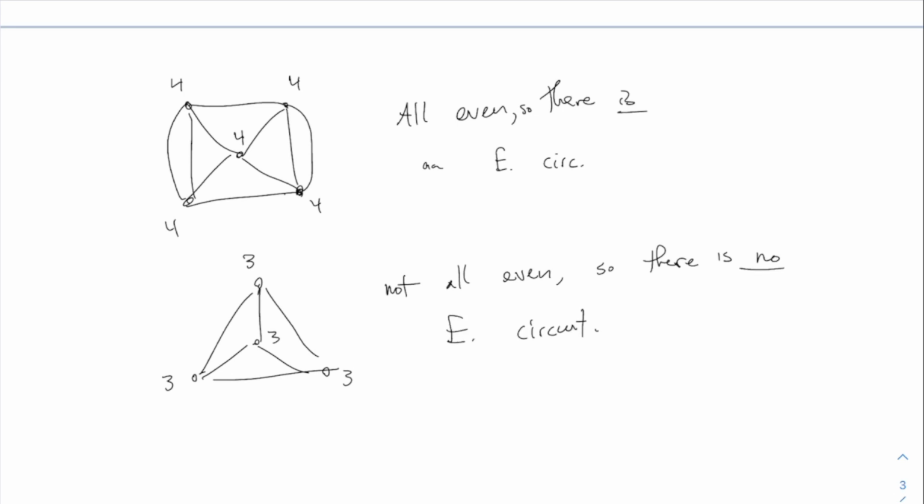This is Euler's theorem about Euler circuits. It tells you whether or not there is an Euler circuit. All it involves is looking at the degrees. Are they all even or not? Now, in this case, they were either all even or all odd. Sometimes there can be a mixture. There can be some evens and some odds. The rule is if they're all even, it has an Euler circuit. If there's any odds, it does not have an Euler circuit. All right.